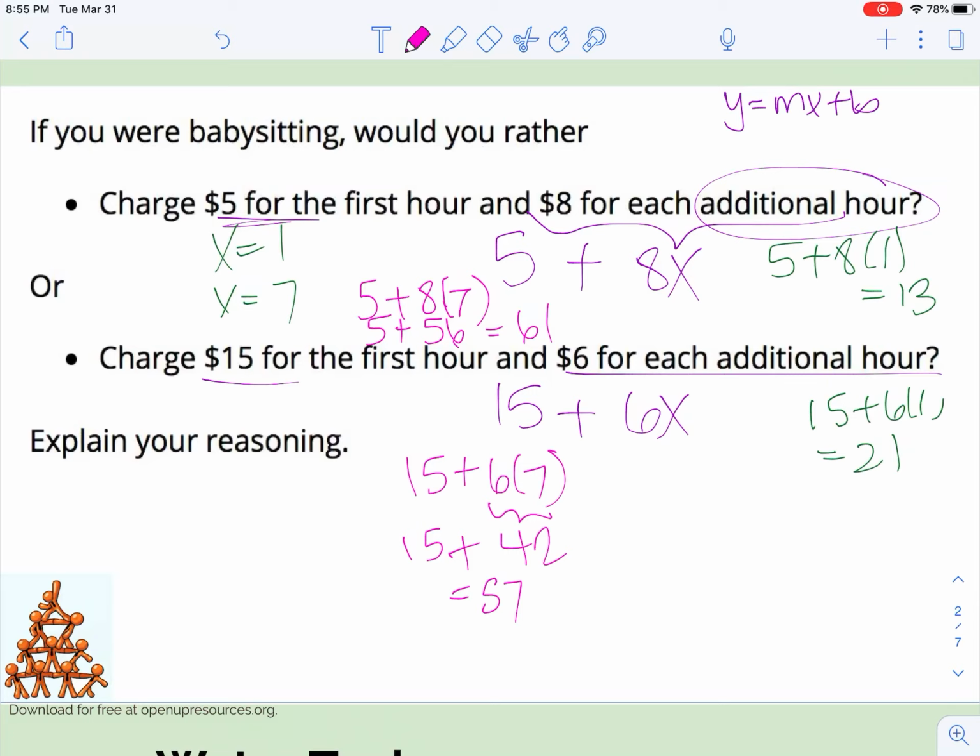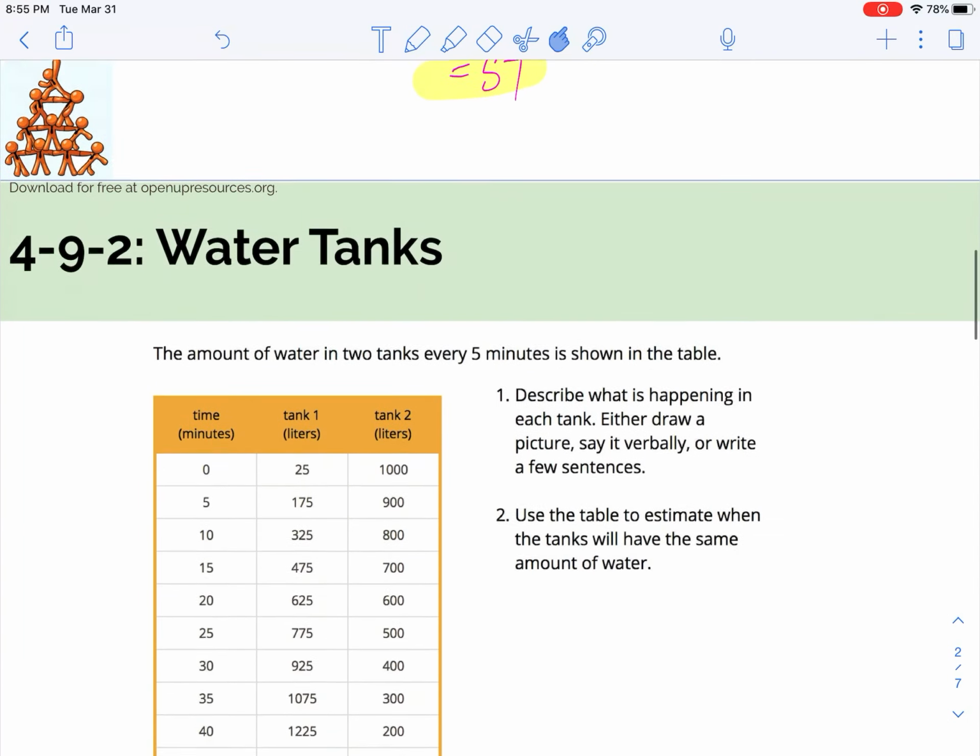But it looks like at this point it's reversed, right? Initially it was 13 and 21, so the second one's a better deal. But now it's flip-flopped to where that's 61 and that's 57. So it's a better deal for the first one. So I want you to come up with a reason as to why for that part.